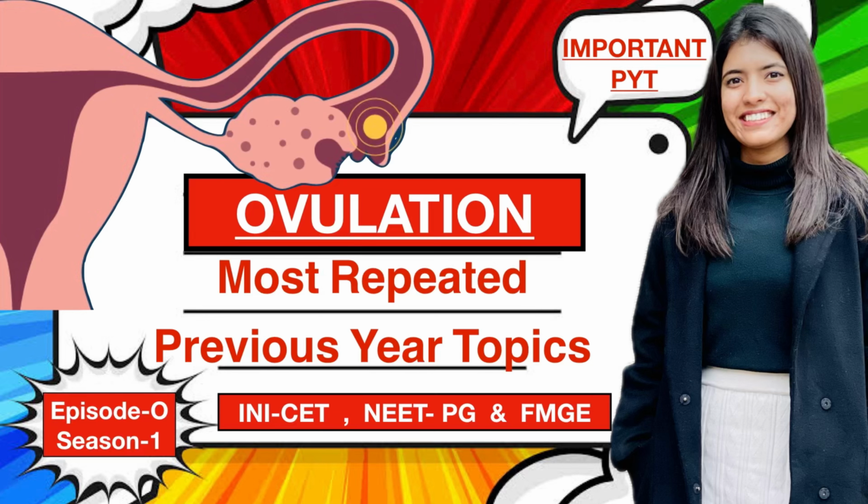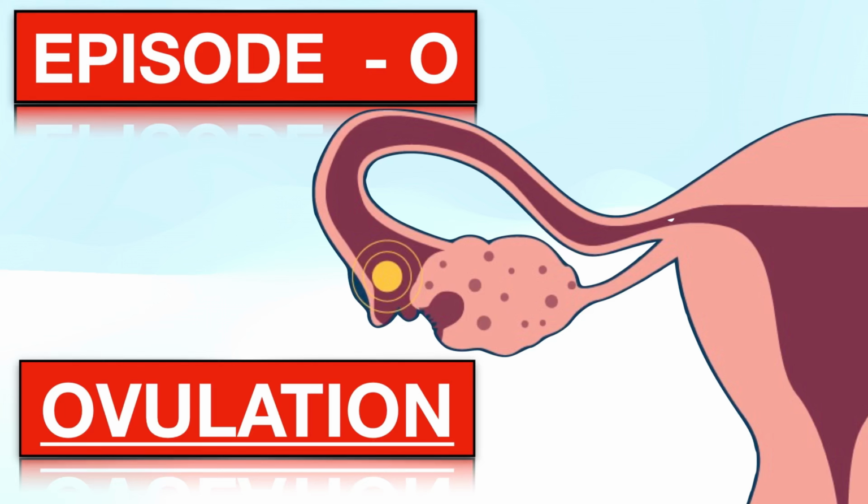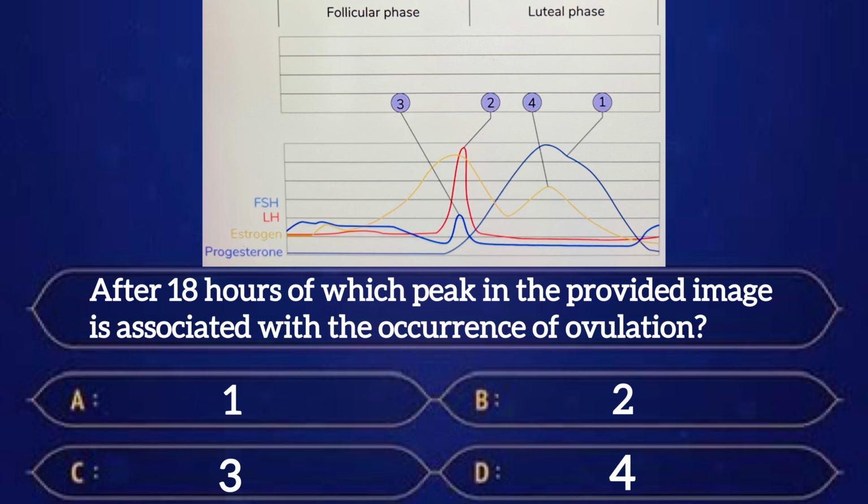Of the most repeated previous year topics of INI-CET, NEET PG and FMGE, and our today's episode is episode O, where O stands for ovulation. So let's begin with the first question.